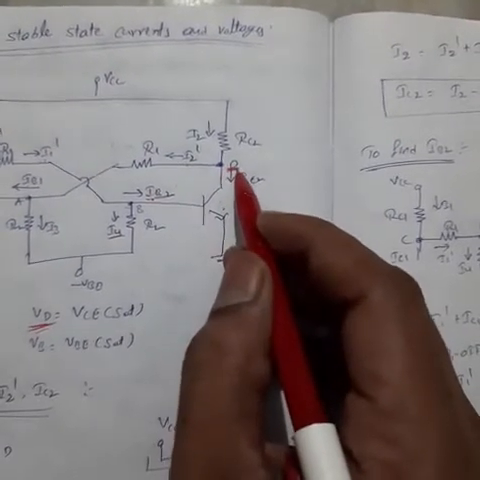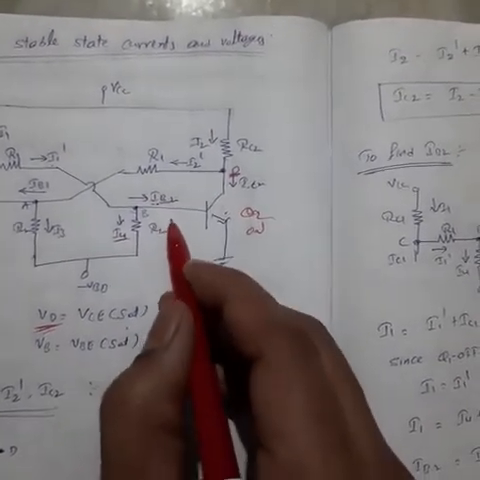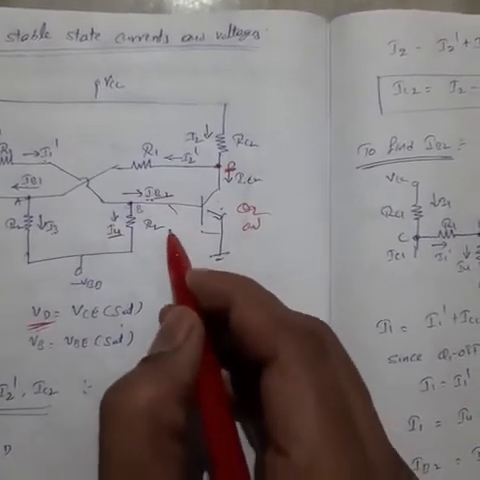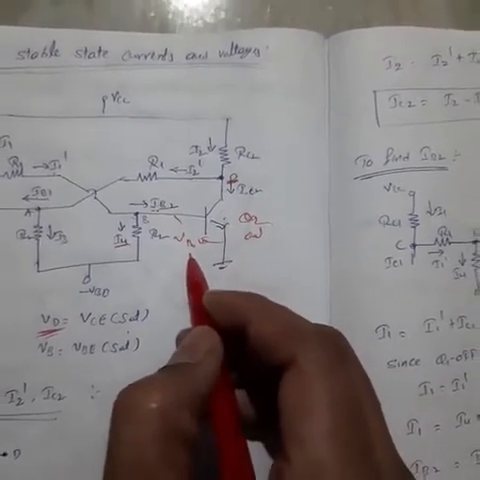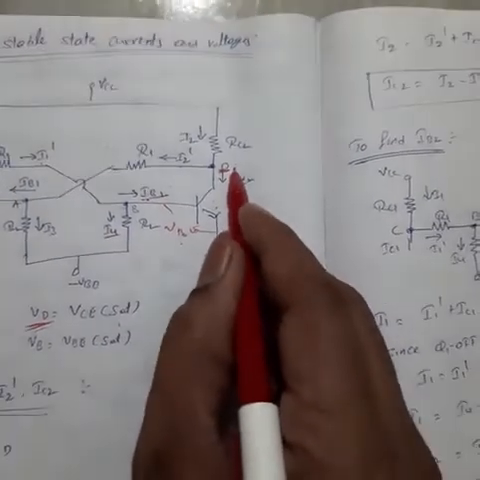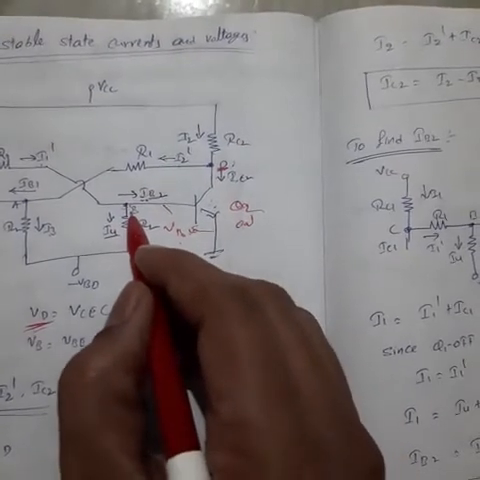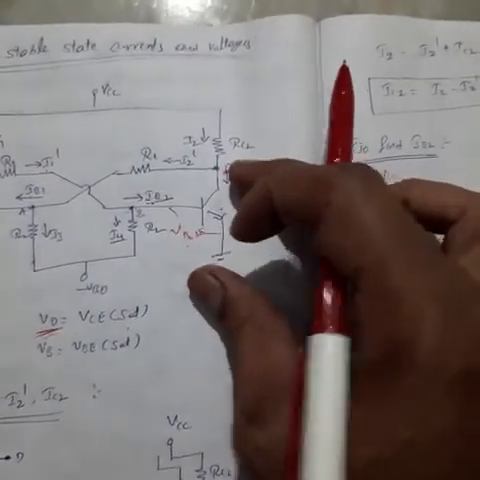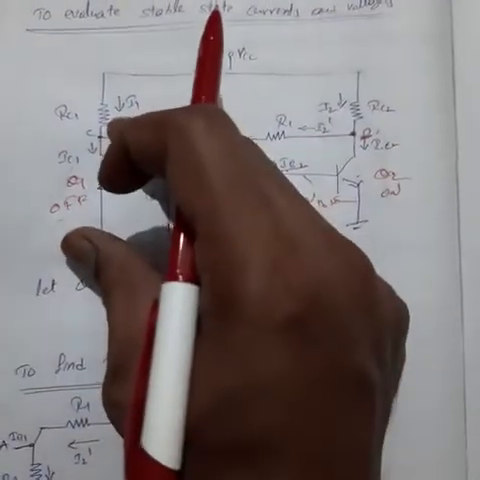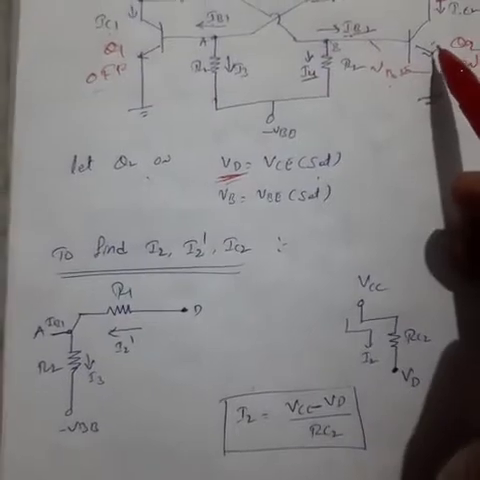Then the output voltage is the saturation voltage, VCE sat. Similarly, the applied voltage between base and emitter is VBE saturation, because this is the on transistor, which is in saturation. The other one is in cutoff. First, let us take the on transistor. This Q2 is the on transistor.